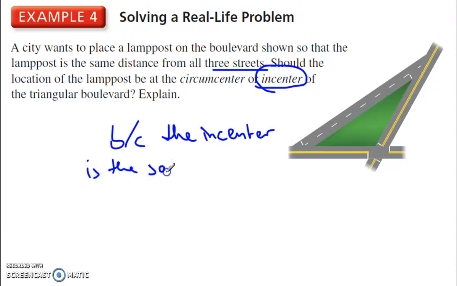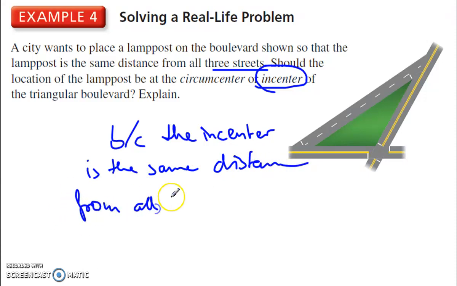So we want the incenter because the incenter is the same distance from all three sides. Boom.